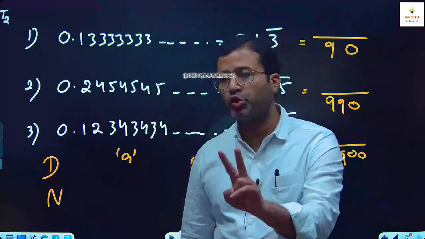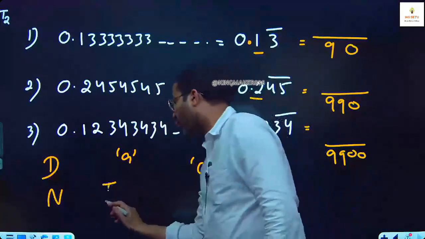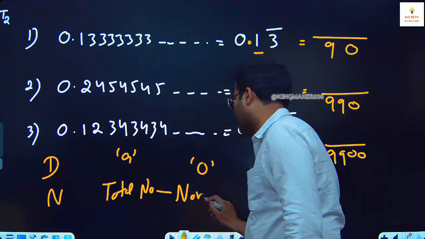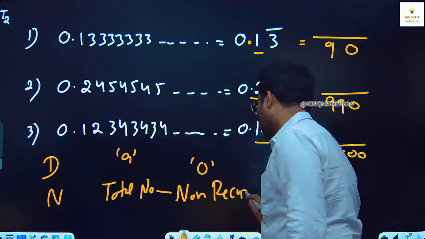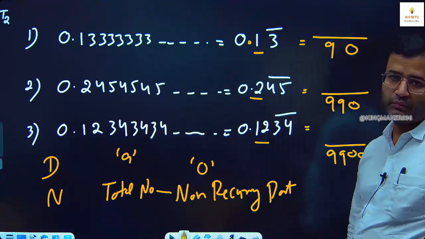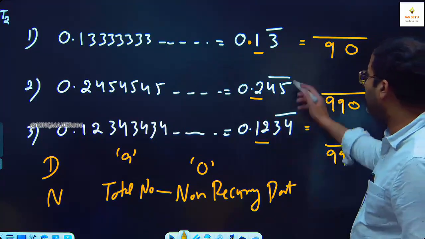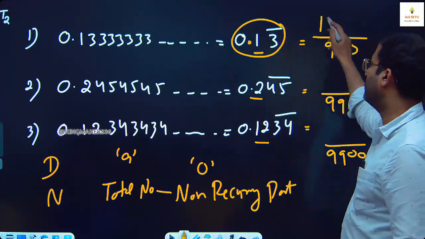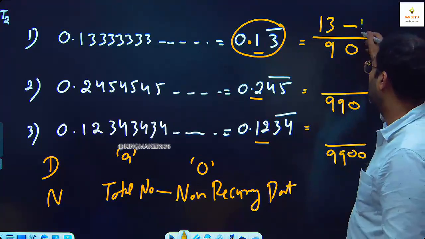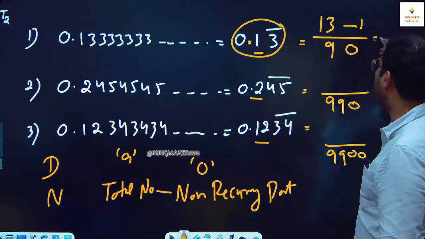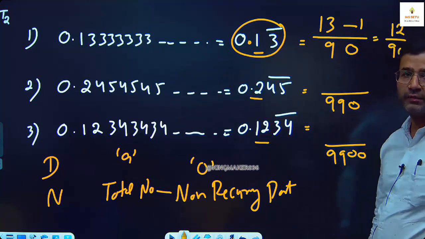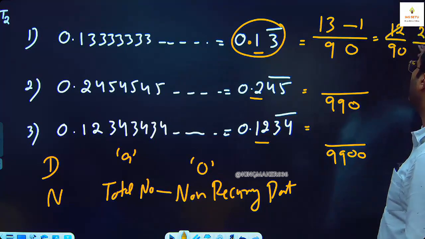Numerator also we have two things. What is the numerator? Total number minus non-recurring part. Like here in this question, what is the total number? 13, and out of 13 what is non-recurring? 1. So that's why your answer here is 12 upon 90. If you divide it by 6, your answer will come 2 upon 15.